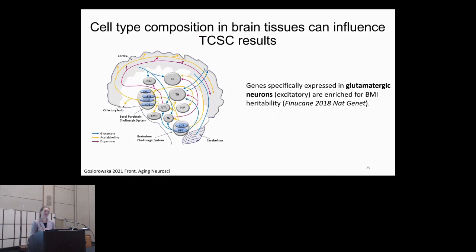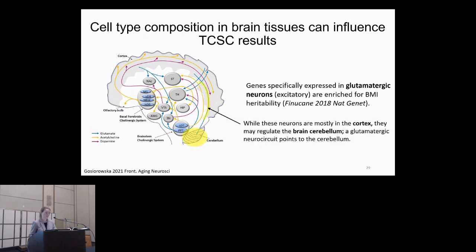So again, I'm going to make the argument that cell type composition plays a large role in the associations that we're finding. So in previous work, it's been shown that specifically expressed genes in glutamatergic neurons are enriched for BMI heritability. We know that glutamatergic neurons are more prevalent in the brain cortex. So why are we not finding any causal link to the brain cortex with our method?